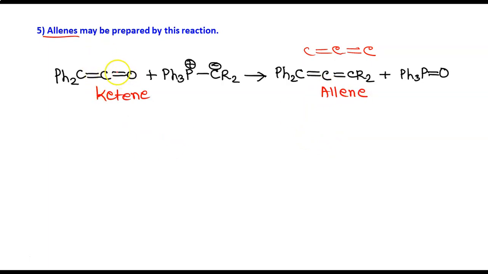So here normally we take a carbonyl compound, right? But here some C=C bond is already present. Now when we are using this ylide, this part will be attached to this carbon. Okay, so ultimately we are getting Ph2C=CCl2, and this is the byproduct. So when we want to make an allene, we have to start from a ketene, not any other carbonyl compound.